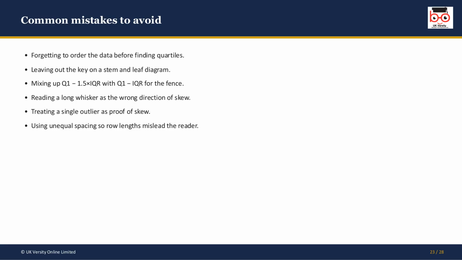A few common slips to steer around. Always order the data before you go hunting for quartiles. Never leave the key off a stem and leaf diagram. Take care to use Q1 minus 1.5 times the interquartile range for the fence, not just Q1 minus the interquartile range. Don't read a long whisker as the wrong direction of skew, and don't treat a single outlier as proof of skew. And keep your spacing even, or the row lengths will mislead the reader.